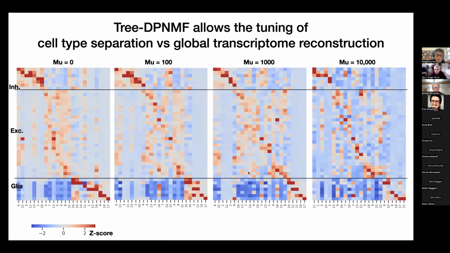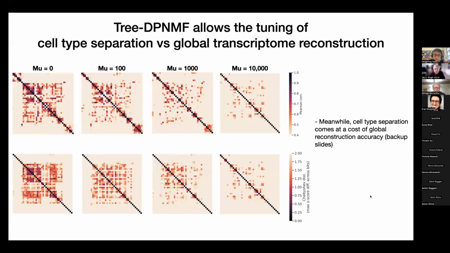So we tried this tree DPNMF trick, and again tuned up the strength of cell type separation with this one parameter, mu. And indeed, what we found is that as mu increases, more resources go towards capturing the subtle differences among inhibitory and excitatory neurons, and less towards their glial subtypes. And here are some quantifications.